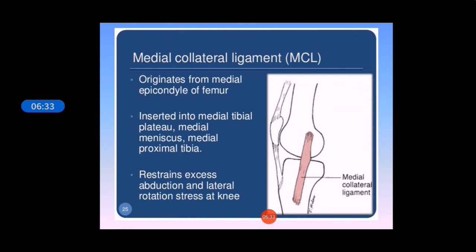The deep portion of the MCL is continuous with the joint capsule, originates from the medial femoral condyle and inserts onto the medial tibial plateau. The medial collateral ligament restrains excess abduction and lateral rotation stresses at the knee. The knee joint is best able to resist a valgus stress at full extension because the MCL is taut in this position. As joint flexion is increased, the MCL becomes more lax and greater joint space opening is allowed.